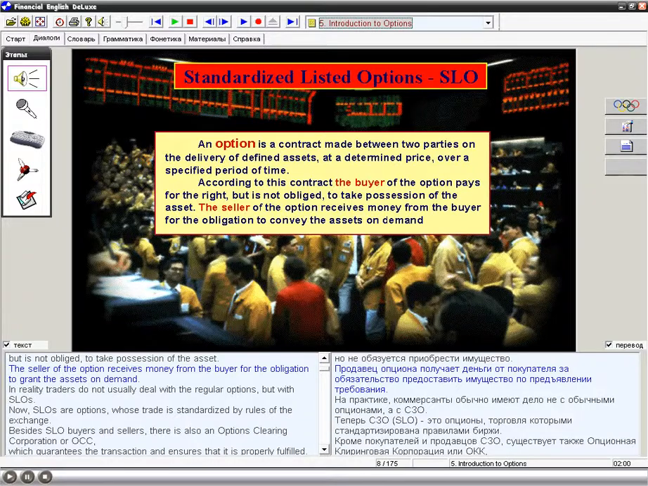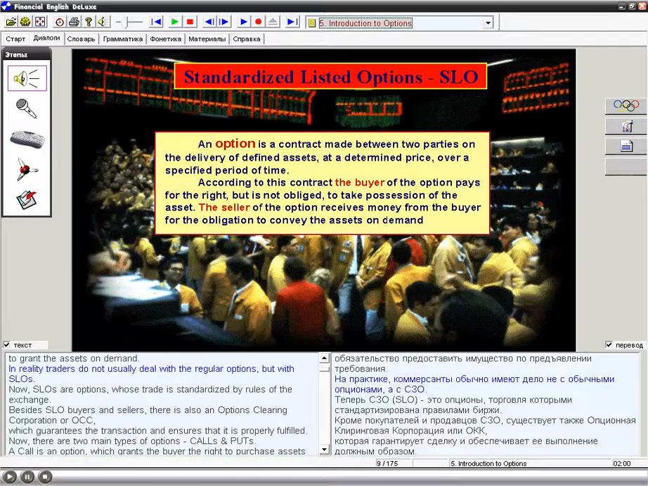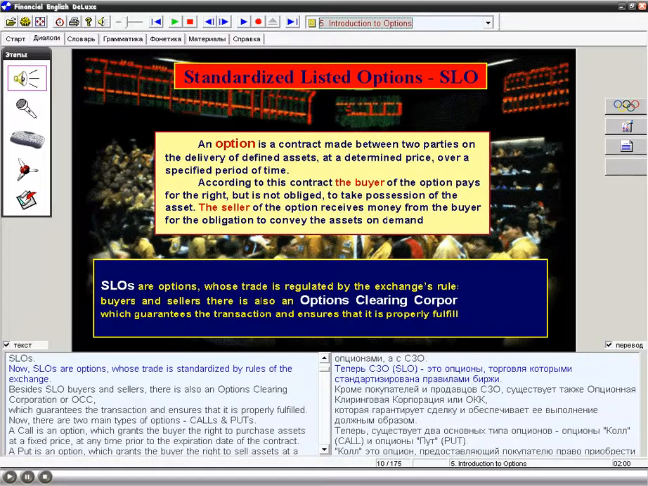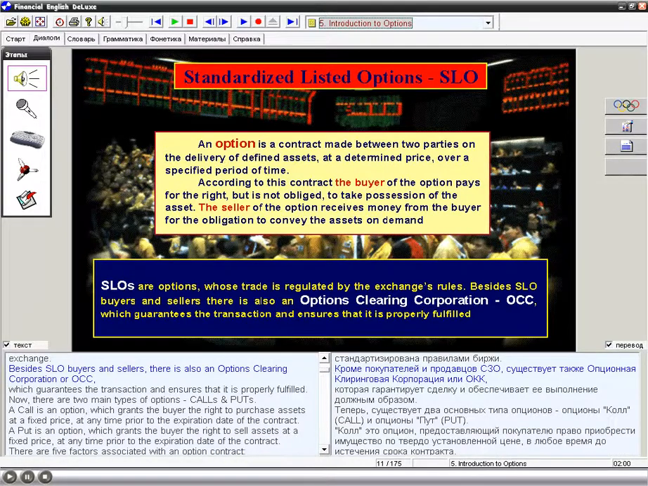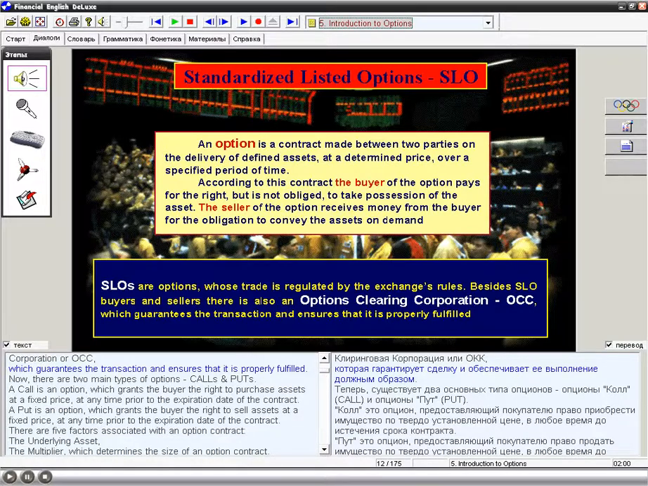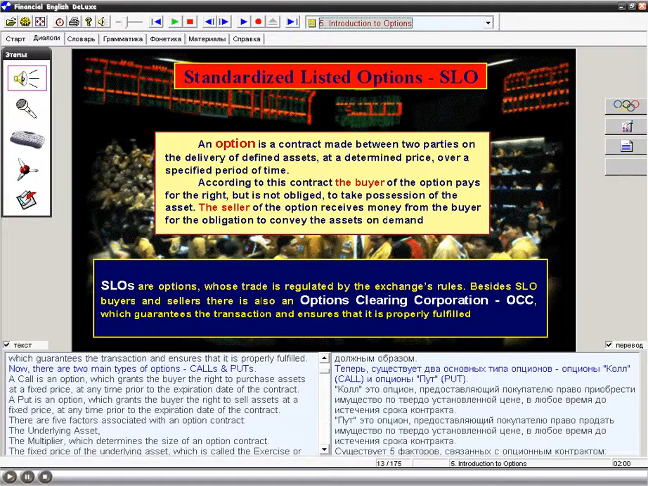on demand. In reality, traders do not usually deal with irregular options, but with SLOs. Now, SLOs are options whose trade is standardized by rules of the exchange. Besides SLO buyers and sellers, there is also an Options Clearing Corporation, or OCC, which guarantees the transaction and ensures that it is properly fulfilled.